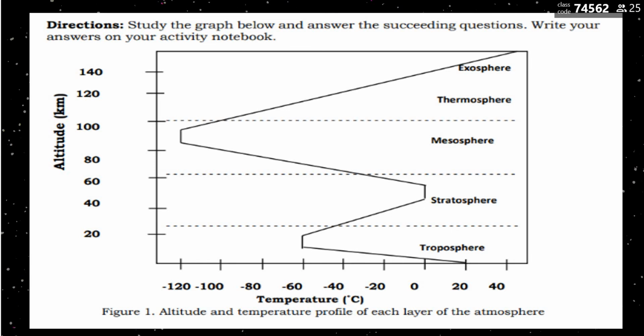Direction. Study the graph below and answer the succeeding questions and write your answer on your paper. You're given on the y-axis the altitude in terms of kilometers, and on the x-axis the temperature in degrees Celsius. You're given exosphere, thermosphere, mesosphere, stratosphere, and troposphere. Figure 1. Altitude and temperature profile of each layer of the atmosphere.